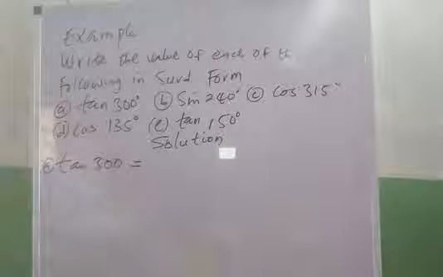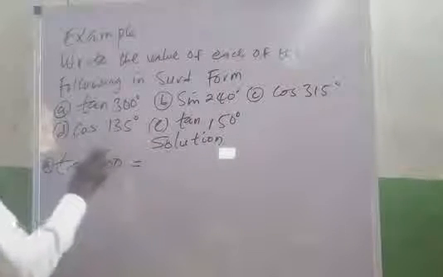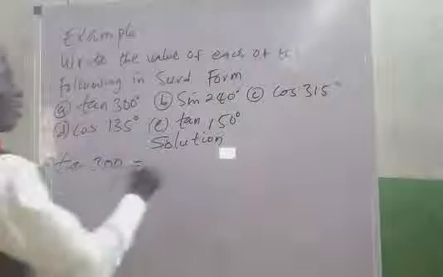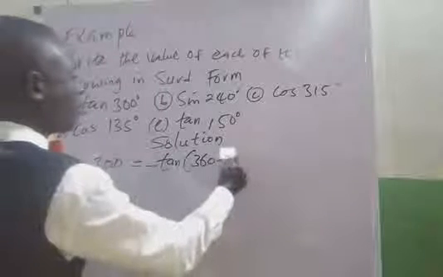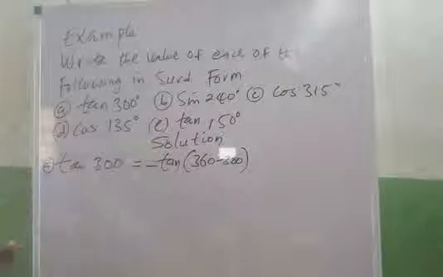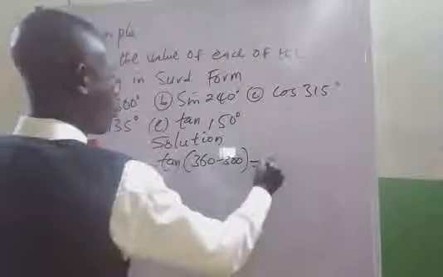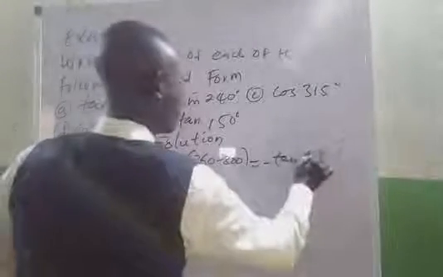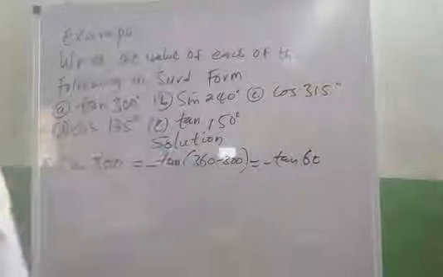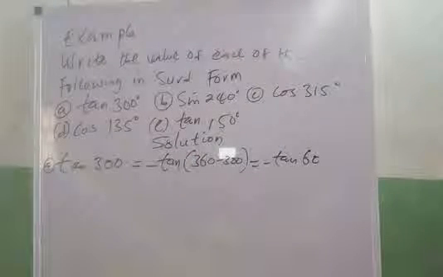300 is in the fourth quadrant, and in the fourth quadrant we subtract from 360. So here, remember, tan is negative. That will be tan 360 minus 300, which will be equal to minus tan 60 degrees. If you check the ratio of your angle, tan 60 is root 3.